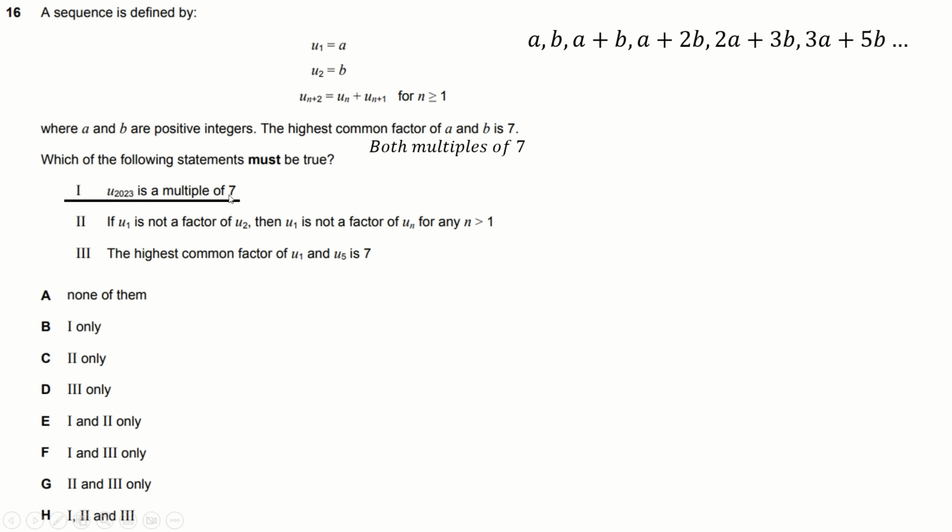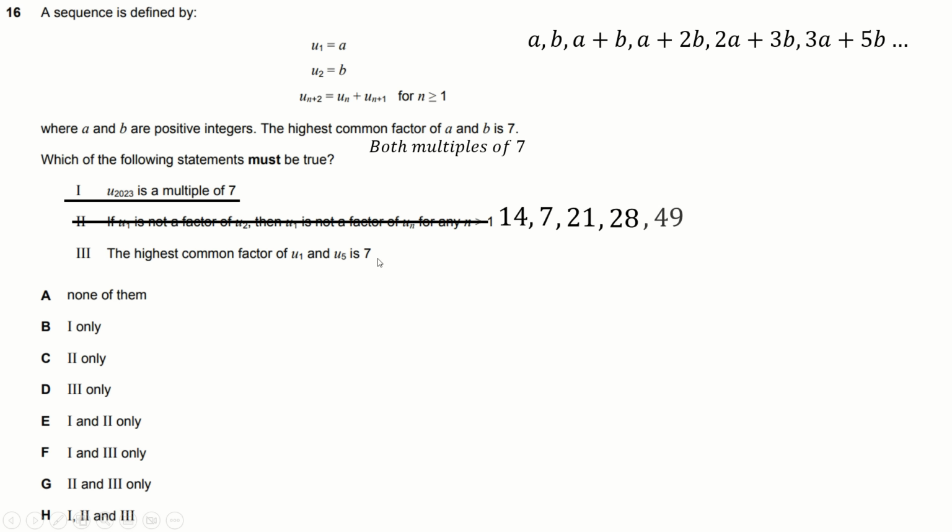So that's definitely true. If U1 is not a factor of U2, then U1 is not a factor of UN for any of these. So counterexample, let's go with 14 and 7. 14 is not a factor of 7, but they do have a highest common factor of 7. If we just continue this for a bit, we'll find that U1 is a factor of U4. So therefore, this is not true. The highest common factor of this and this is 7.